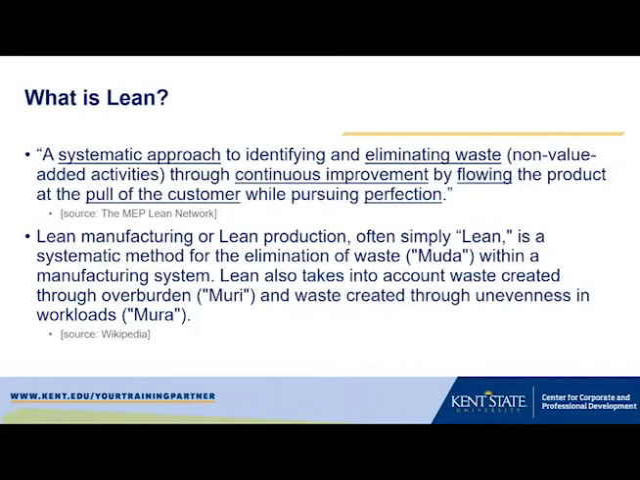So that first definition, I'm sure you pulled up other definitions as well. The second one that I've listed there is actually from Wikipedia, and this one goes a little bit further in not just mentioning the term waste, but the other two terms that are typically used when we talk about lean goals, and that's overburden and variation or unevenness. And you can see there's the Japanese words for those as well. But the key point here is it's a systematic approach. It's continuous improvement. It's a way of doing business.